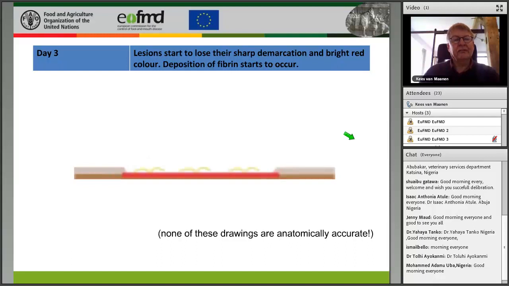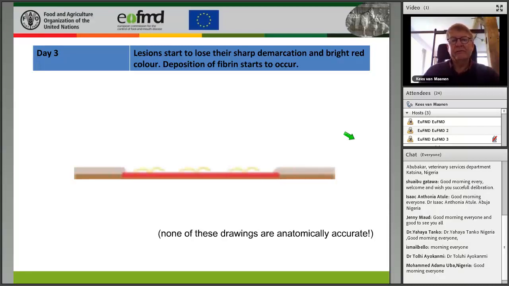So one day later already, day three, you will see that many of these margins of the loose flaps of epithelium are not available anymore. So that makes it already difficult to take a nice sample, like an epithelial sample. And so the lesions start to lose their sharp demarcation. There is a bright red.